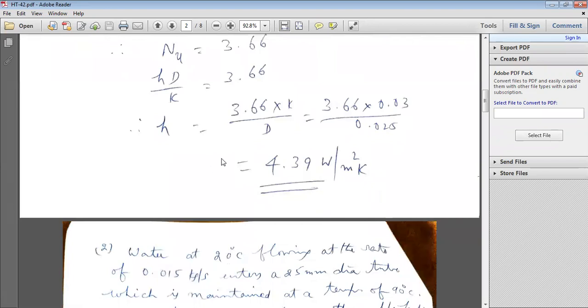Then after using this formula, you will be getting the heat transfer coefficient H value as 4.39 watt per meter square Kelvin.